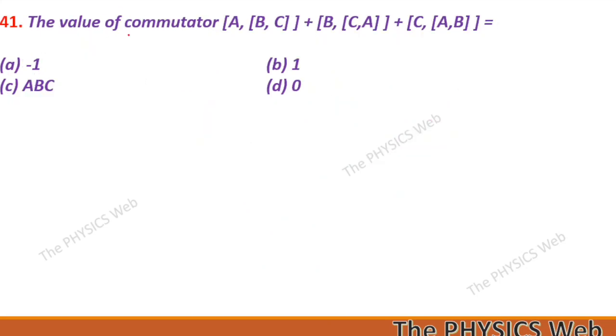Next, 41. The value of the commutator of this expression. This is the Jacobi identity. So this will be 0. So D is your correct option.